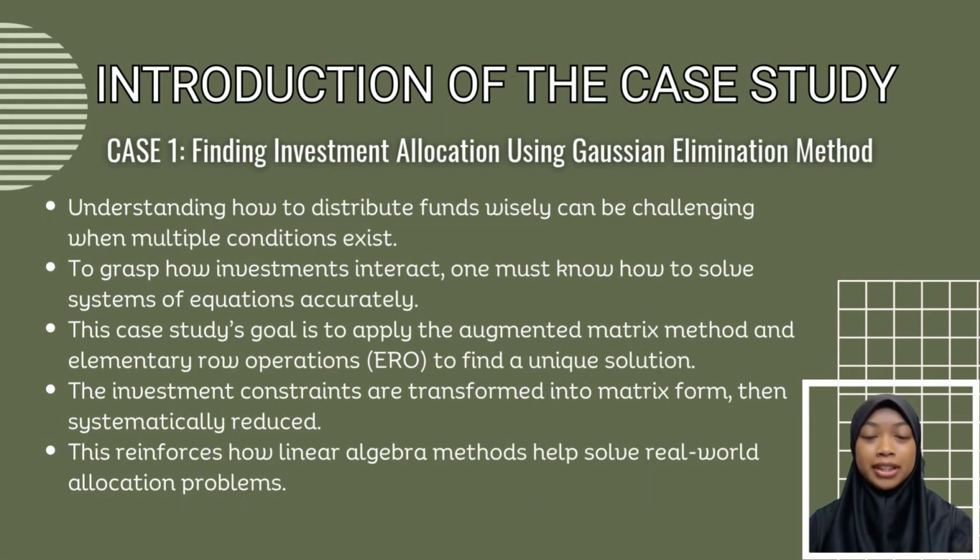Introduction to the case study. Case study 1, finding investment allocation using Gaussian elimination method. Understanding how to distribute funds wisely can be challenging when multiple conditions exist. To grasp how investments interact, one must know how to solve the system of equations accurately. This case study applies the augmented matrix method and elementary row operations (ERO) to find a unique solution.